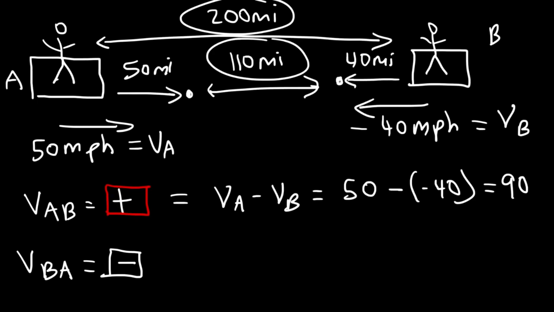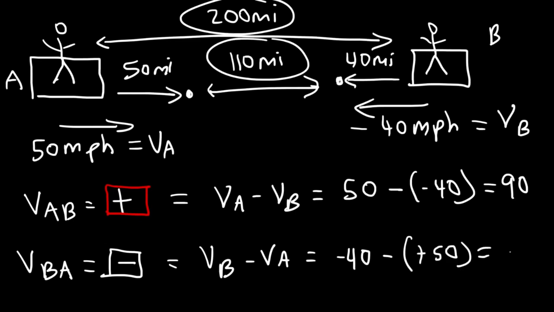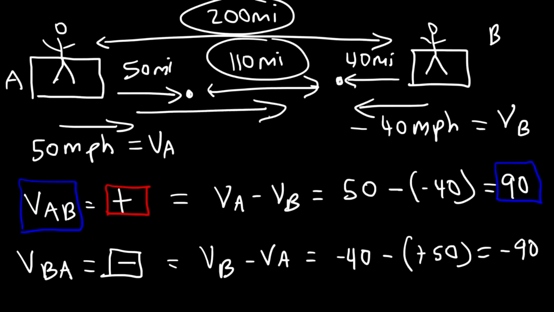Now, the velocity of B with respect to A, that's going to be VB minus VA, where VB is negative 40 minus VA, which is positive 50, so that's negative 90. So if we analyze the velocity of A with respect to B, it's positive 90. A person on train A every hour is going to move 90 miles closer towards B, towards the right, so in a positive x direction. So that's why it's positive 90 miles per hour.